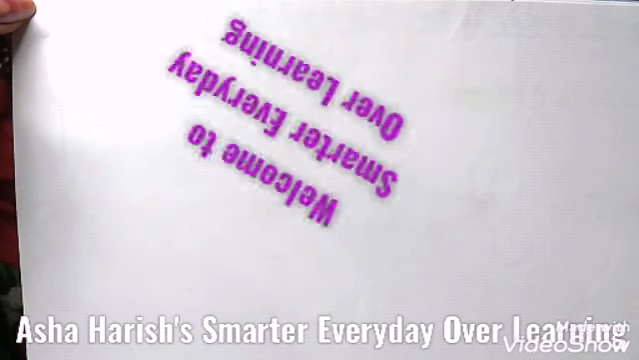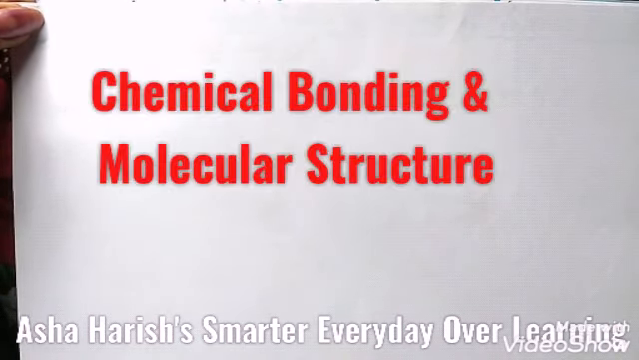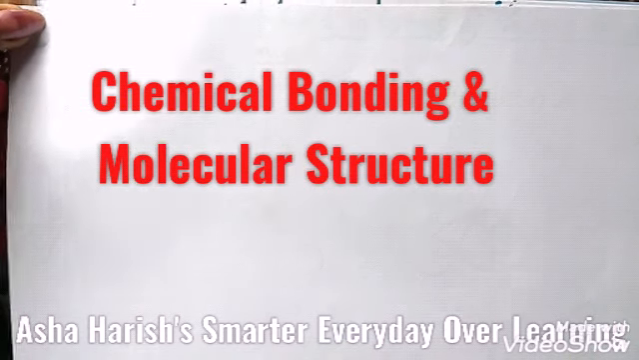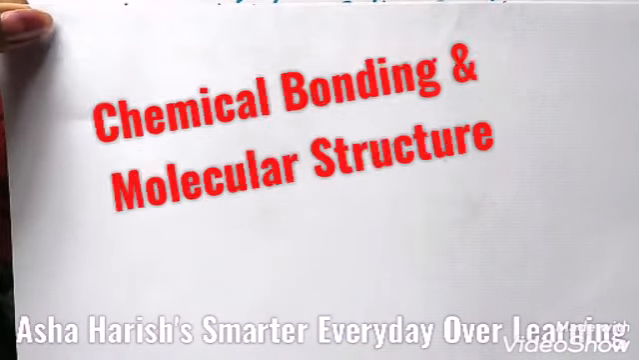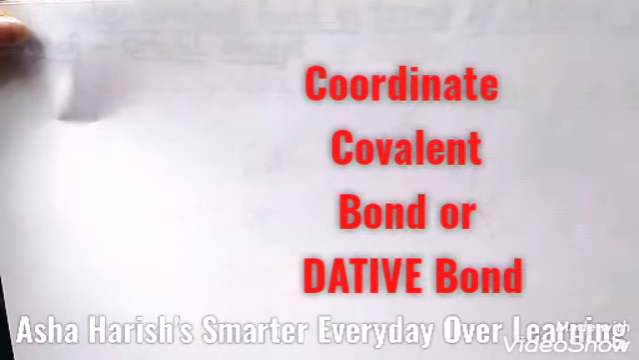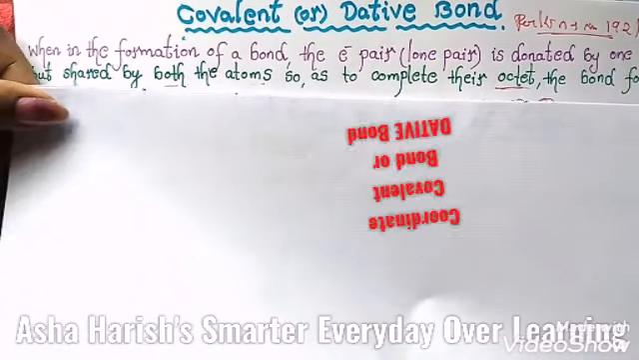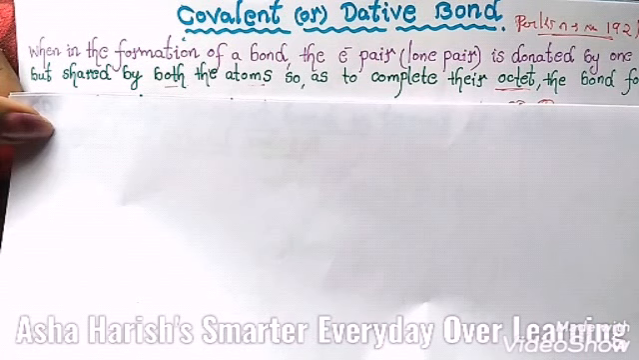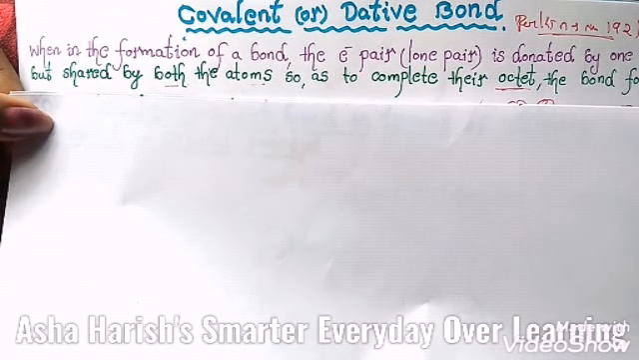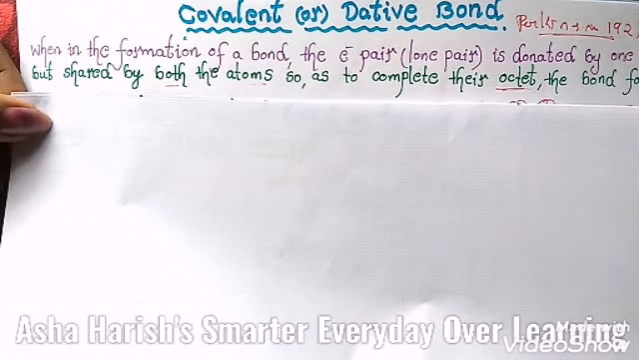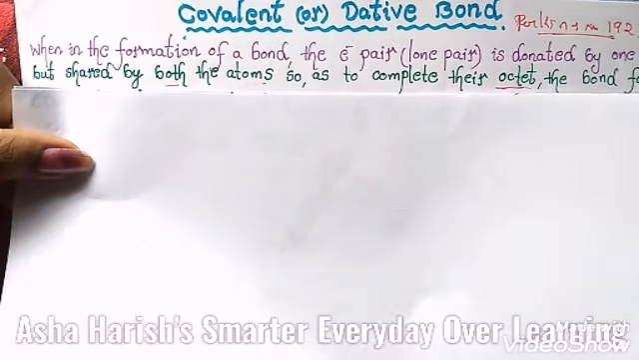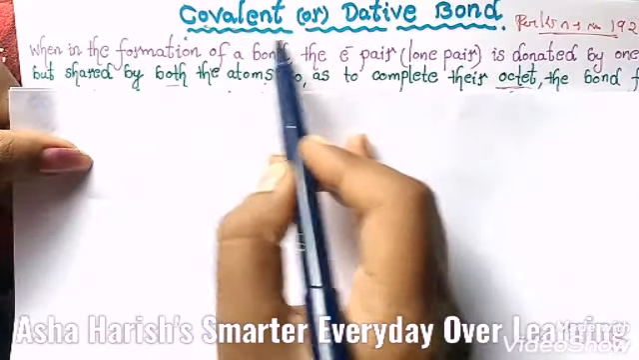I have been explaining the topic from chemical bonding and the molecular structure from the last two classes, and the topic is coordinate covalent bond, nothing but dative bond. Students, those who did not see those classes, I'll give that link in the description. You can go through those classes. Let's see the definition of coordinate covalent bond here.